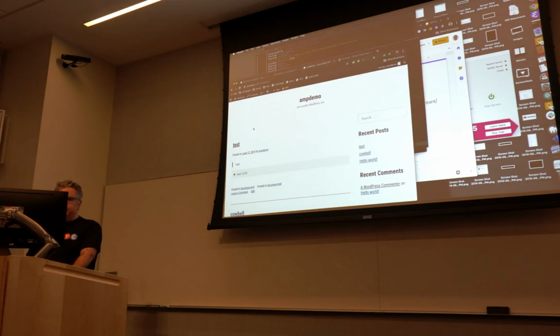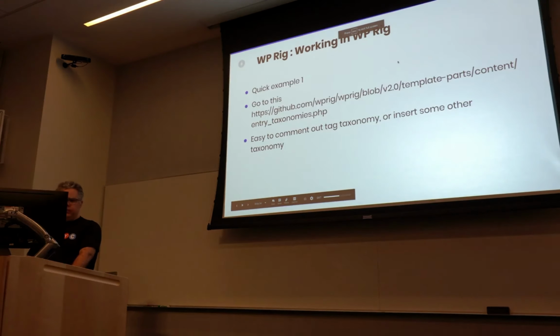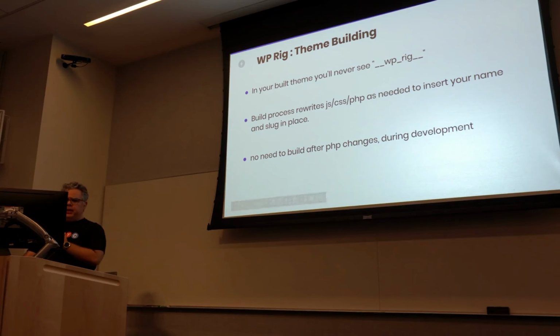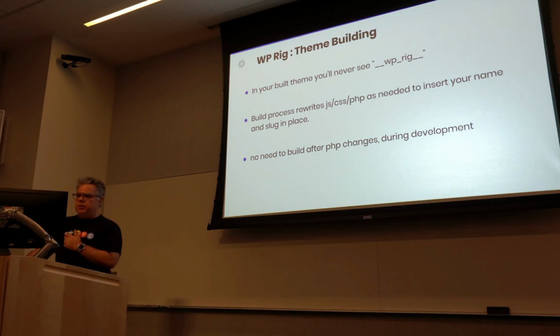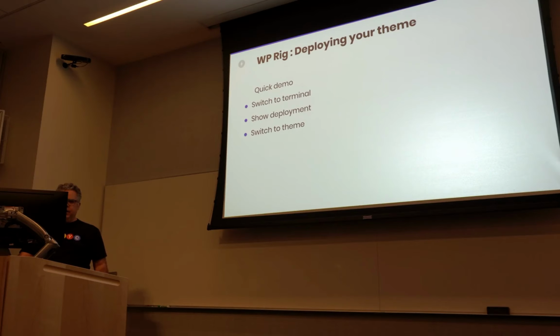Okay, let me go back to the, so that's there. Okay. You never see underscore WP rig. You see it all over in the main source code. You do not see it when it's built, and it removes everything, the whole processing part. I think I already said this, but I had it in here. I already showed the deployment. Okay, great.